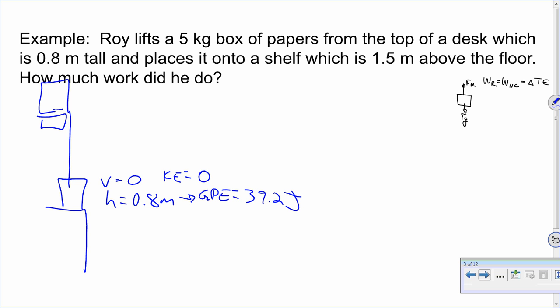Is everybody okay with how I found that or no? Just mgh, right? We know our mass, acceleration of gravity is 9.8, and we know the height. Good? Everybody good? Okay, cool. So I can find my total energy. This is the total energy that the box has initially. 39.2 joules, right?